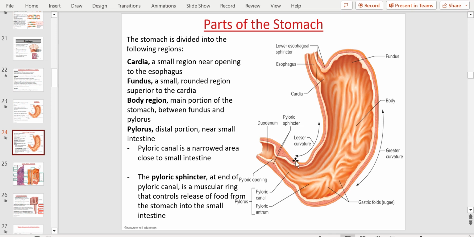The pyloric canal is a narrowed area close to the small intestine. The pyloric sphincter is a ring of muscle at the bottom of the stomach that opens and closes as food, at this point called chyme, C-H-Y-M-E, comes through. This is food that's been mixed with the hydrochloric acid and is ready to come out to be digested by the small intestine. So there's your lower esophageal sphincter, right in here. I've seen this also called the cardiac sphincter, and this is your pyloric sphincter.